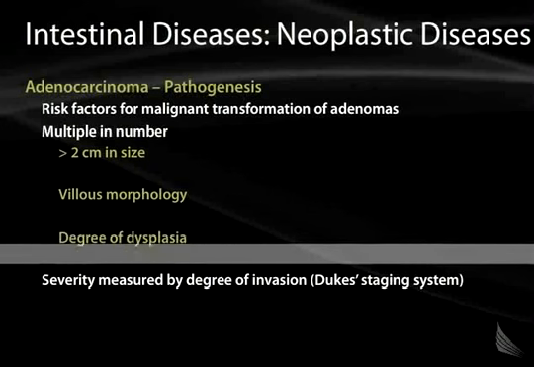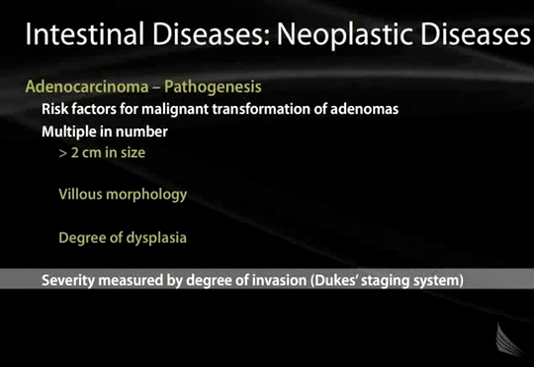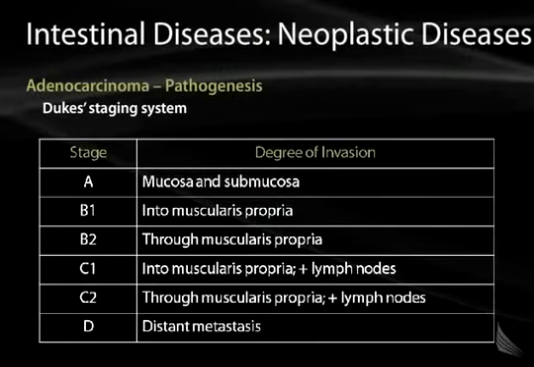degree of dysplasia. Severity is measured by the degree of invasion using the Duke staging system: A, being limited to the mucosa, B, extending into the submucosa, C, extending to the serosa, and D, metastatic disease. Here's a diagram showing the Duke staging system.